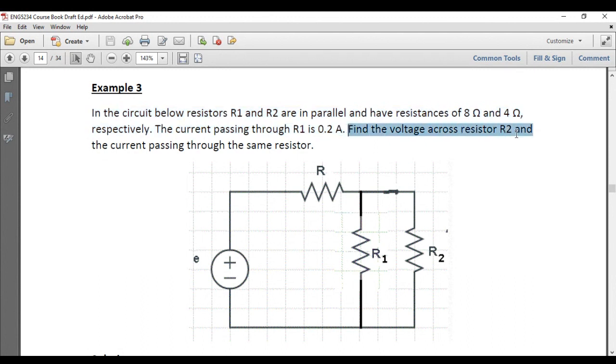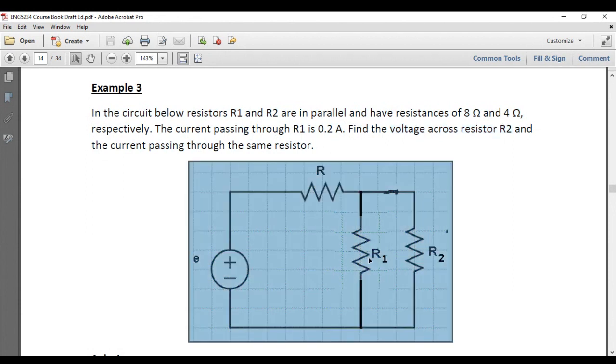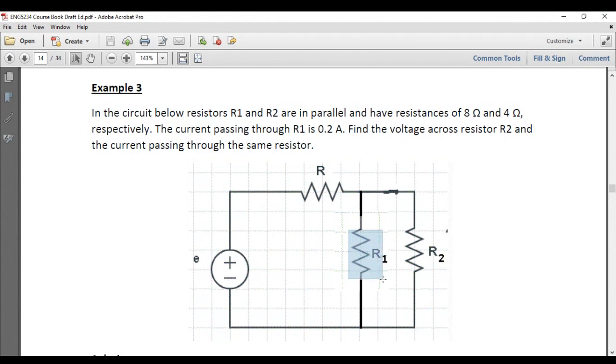Find the voltage across resistor R2 and the current passing through the same resistor. So now guys, look at this. He is telling us the current in resistor R1, but he is asking us to find the voltage in resistor R2. So he is giving us data about R1, but he is asking us something about R2.